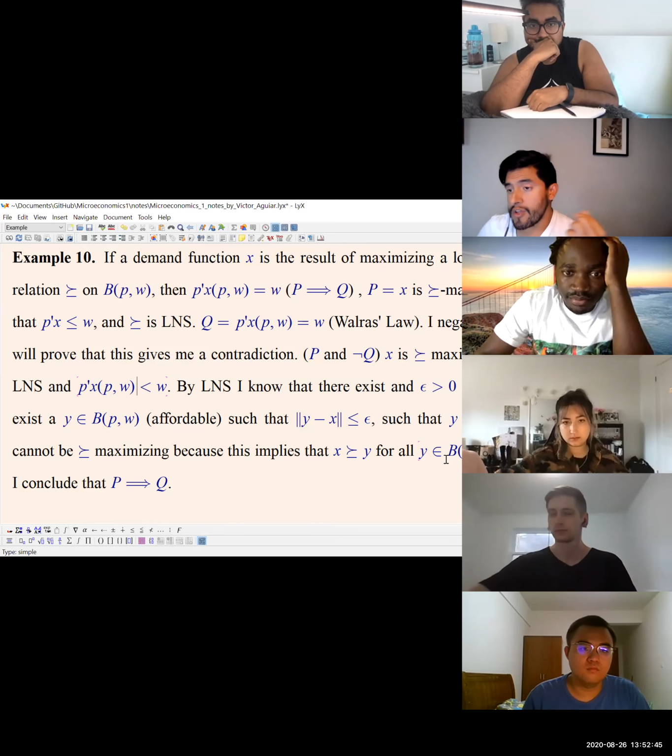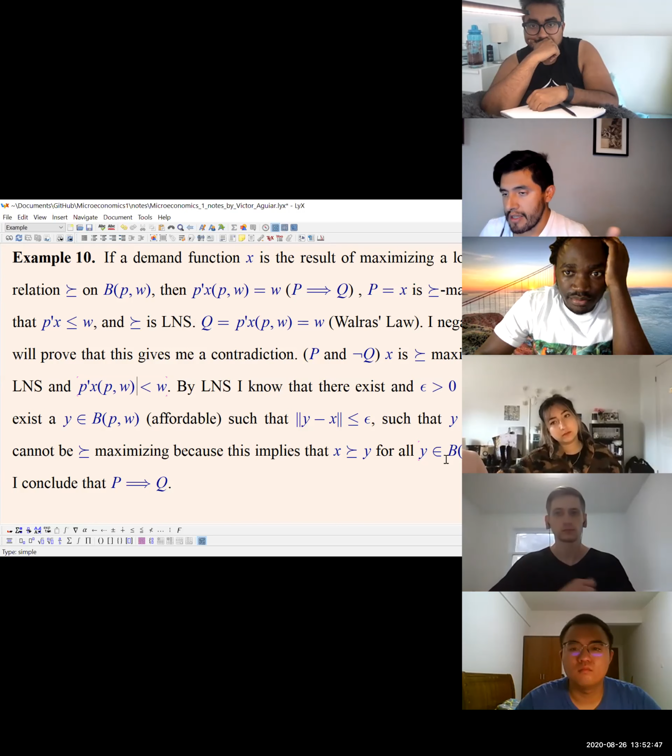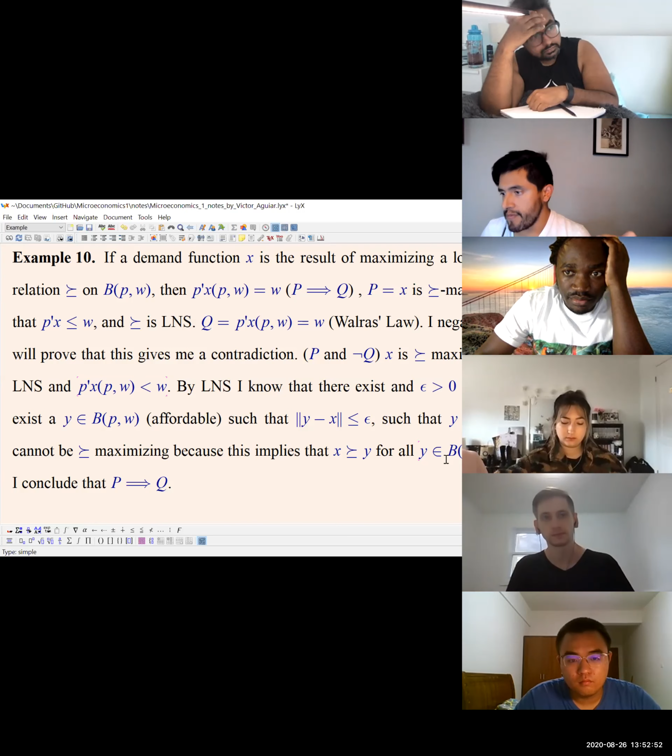So now, the cool thing about this, and this is the purpose of chapter 3, is that now we're going to start from preferences and then derive all the properties that we had in chapter 2. So the first one is done, Walras' law. So now we need homogeneity, right? So, okay.